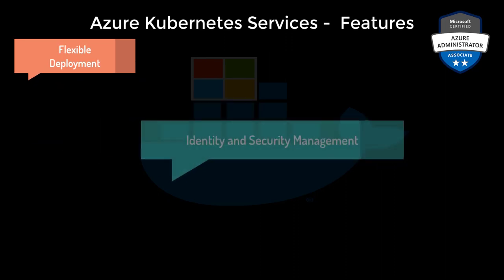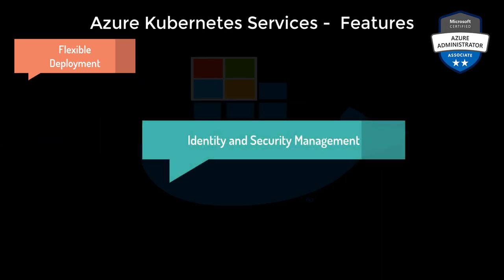The AKS clusters also support role-based access controls, and that means that the AKS cluster can be configured to integrate with Azure Active Directory. In this configuration, Kubernetes access can be configured based on Azure AD identity and also based on group membership.